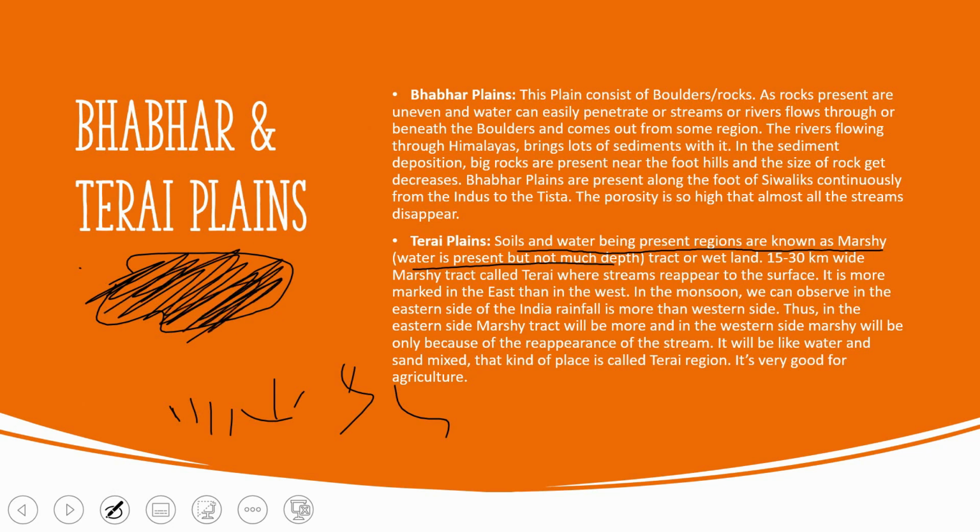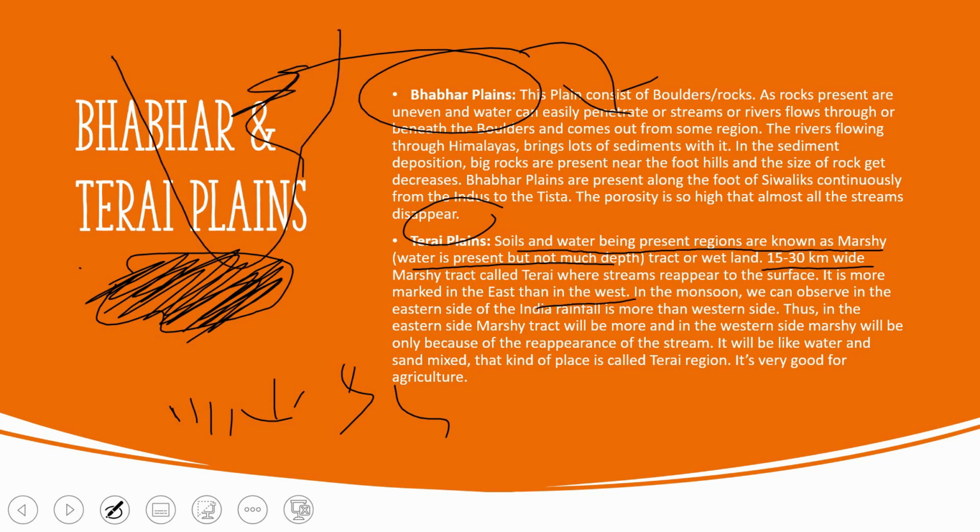In the same manner, this is the Terai region, a larger area formed because of those rivers, and it is a tract or wetland; we will call it wetland also. It is a 15 to 30 kilometer wide marshy tract called Terai, where streams reappear on the surface. In the Bhabhar plains streams disappear and then they reappear in the Terai regions. It is more marked in the east than in the west, in our country more on the eastern side.